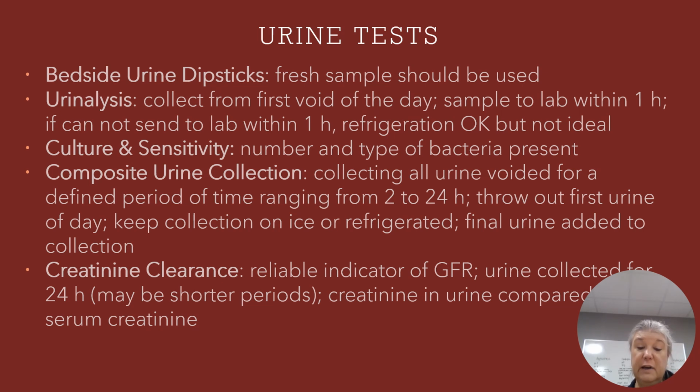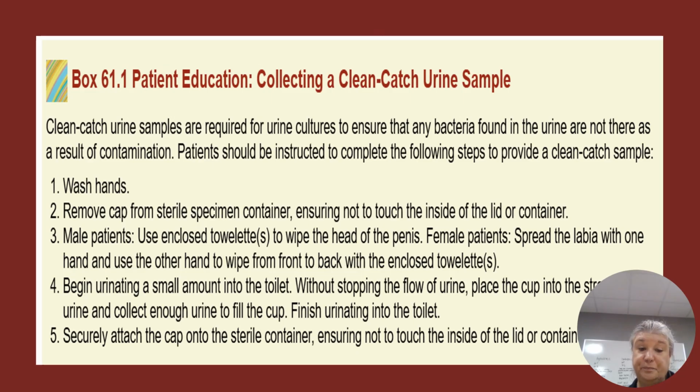We also may look at creatinine clearance. This is a reliable indicator of GFR. Urine's collected for 24 hours again. Could be shorter, but usually 24. And then we compare the creatinine in the urine to the serum creatinine, okay, and see what's going on with that. This is box 61.1, related to doing a clean catch urine sample. So if you are unsure about the steps of getting a clean catch urine sample, definitely check this out.